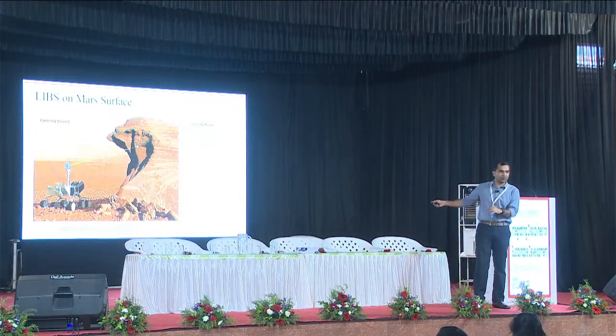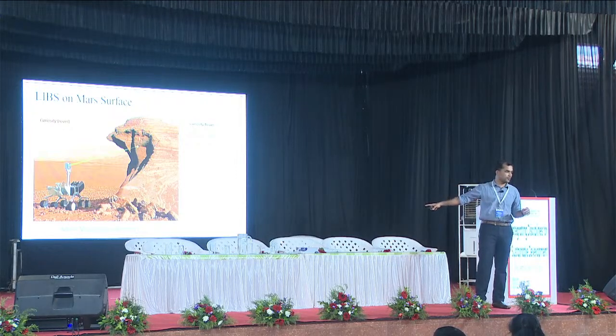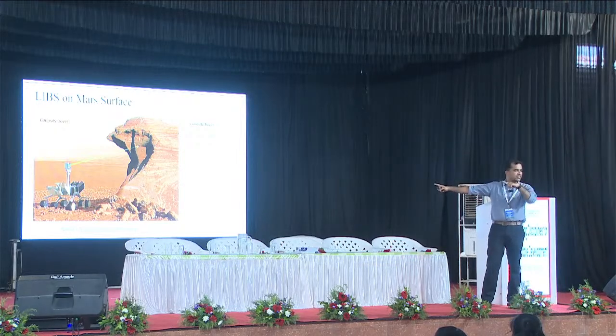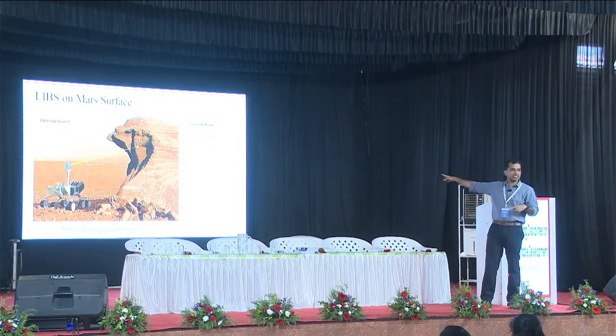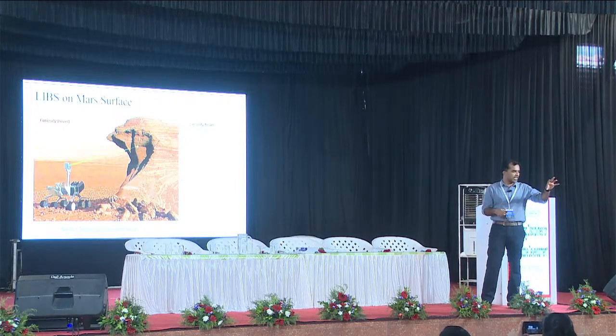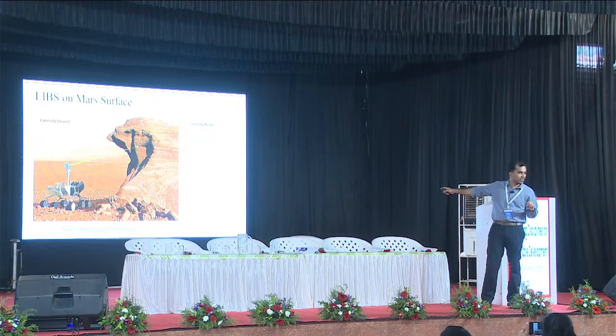This is a very popular figure from the rover. This rover's name is Curiosity. The rover shoots laser onto the Mars surface that generates plasma. Spectrometer is there on the rover. That is a long range spectrometer. So by taking the spectra, we can identify what are the elements present on the Mars surface.